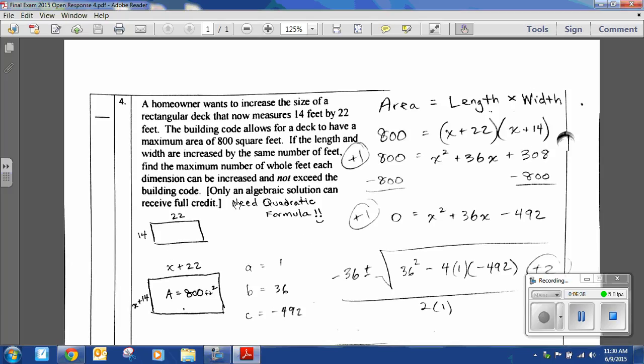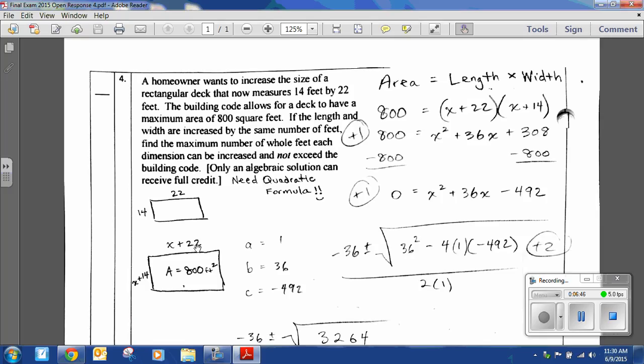So we basically draw our original rectangle, which is 14 by 22. We want to increase it by the same amount, so we're going to add x. So we have x plus 22 times x plus 14 equals 800. We're not allowed to exceed 800, so you could also write this as an inequality, right? This has to be less than or equal to 800.